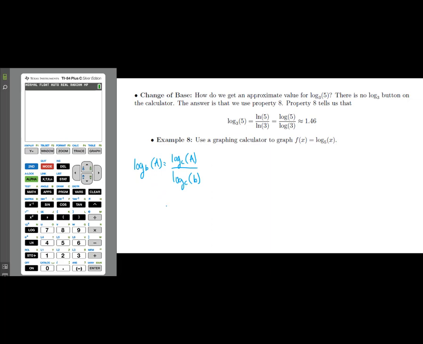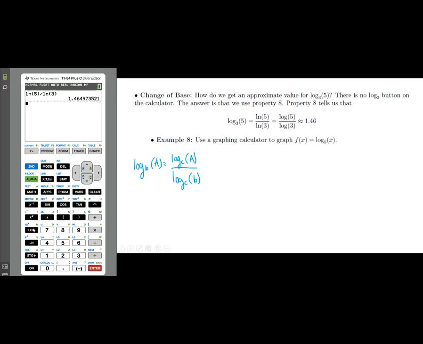Now here's why this is so powerful. If I look on my calculator, most calculators only have two log buttons, the natural log and the common log. They don't necessarily have an easily accessible way of calculating, say, the log base 3 of 5. So there's no button for log base 3. This gives us a way of computing what log base 3 of 5 is. What it's saying is I can just take the natural log of 5 and divide it by the natural log of 3. And there's that answer that I gave right here.